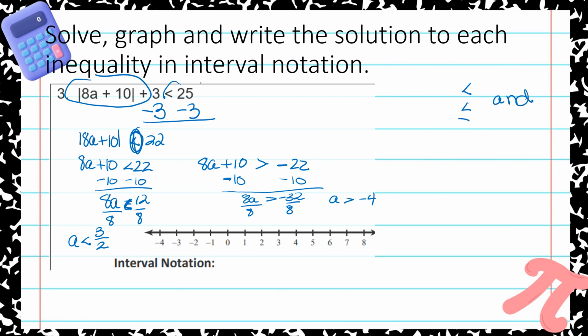And my graphs are going to run together. So greater than negative 4 and less than 3 halves, which is about 1.5, so in between here. And then we just connect those dots. Okay. In interval notation, we're going to use parentheses because that open circle means that 3 halves and negative 4 aren't in the solution set. So I'm going to go negative 4 to 3 halves, and I'm using parentheses because they are not in the solution set.